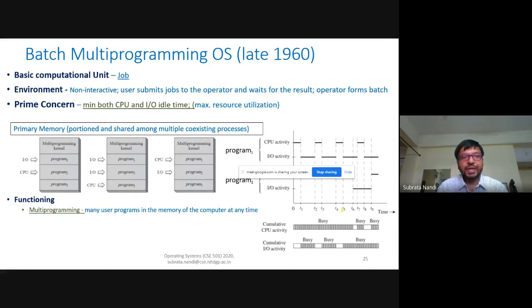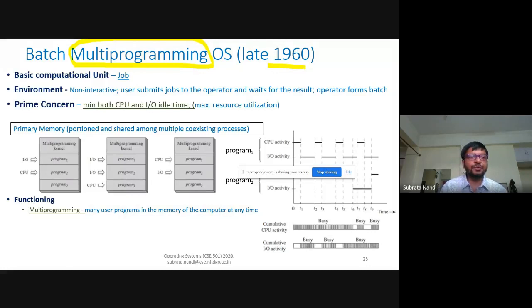So a modification of that will be the batch multiprogramming. Earlier it was a batch OS, pure batch, and this is batch multiprogramming. This is a key term, and it evolved in the late 60s. People found the problem that there is a huge wastage of CPU time. So how to utilize it?